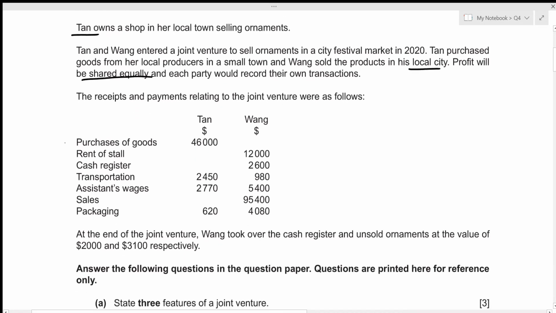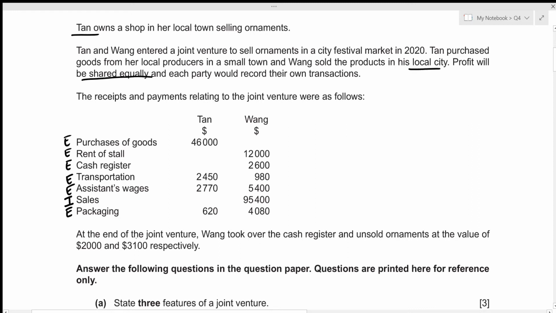Purchase of goods is an expense, rent of stall is also an expense, cash register is also an expense in order to purchase that particular register. Then we have transportation expenses, assistance wages, which is also an expense. There is sales, which is actually an income. Then we have packaging costs, which is also an expense.